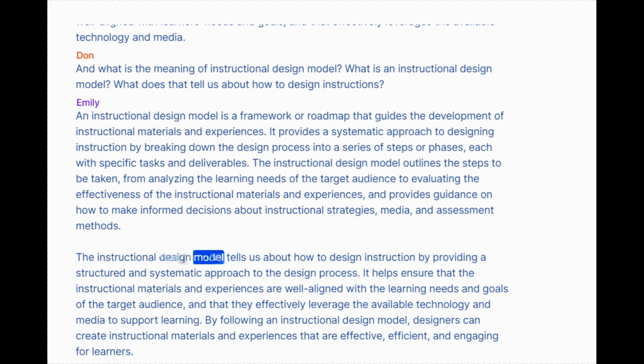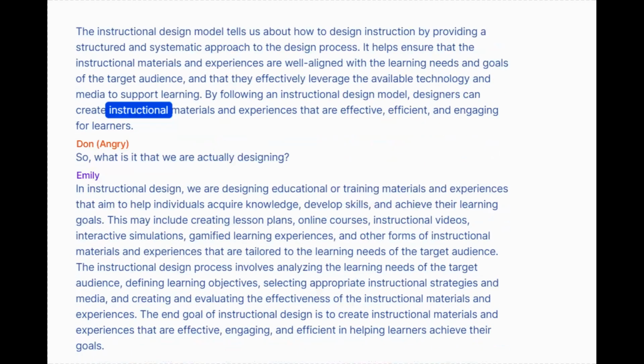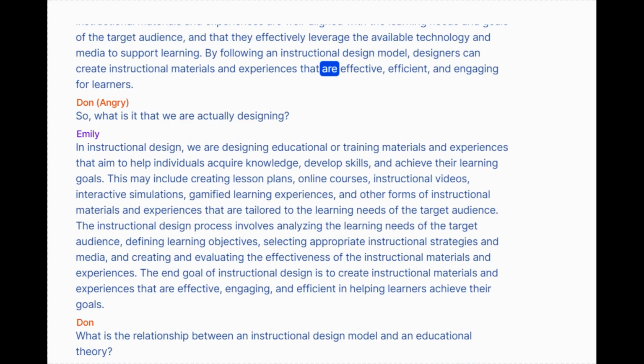The instructional design model tells us about how to design instruction by providing a structured and systematic approach to the design process. It helps ensure that the instructional materials and experiences are well aligned with the learning needs and goals of the target audience, and that they effectively leverage the available technology and media to support learning. By following an instructional design model, designers can create instructional materials and experiences that are effective, efficient, and engaging for learners. So, what is it that we are actually designing?